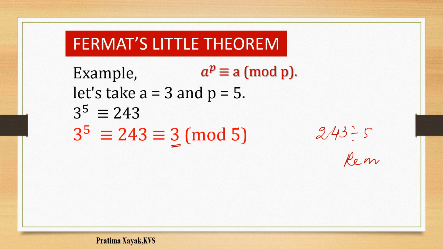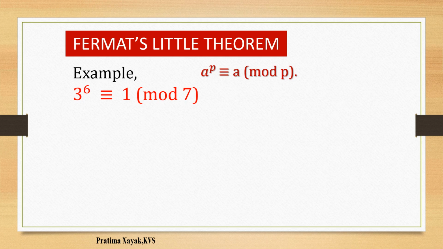I am not going to prove this theorem because it is not needed for our purpose. So the example is 3 raised to the power 6 is congruent to 1 modulo 7. 7 is a prime number and 3 and 7 are co-prime, so we can apply it. That means when 3 raised to the power 6 is divided by 7, we get the residue 1.